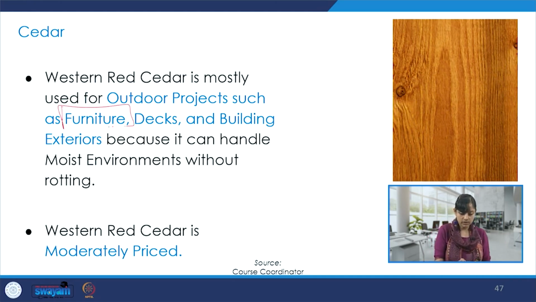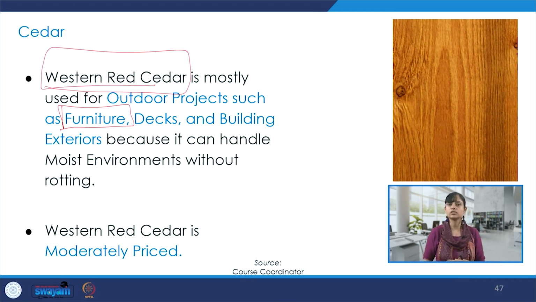So this is to be understood, and of course it will come with a lot of experience, getting to know the material, touching it, working with it on site. But I've just tried to put things in an overview manner so that you can get some insights on how to use timber in interior architecture projects. So the western red cedar, as we are talking about, is mostly used for outdoor projects such as furniture, decks and building exteriors because it can handle moist environments very well. So that's an interesting property.